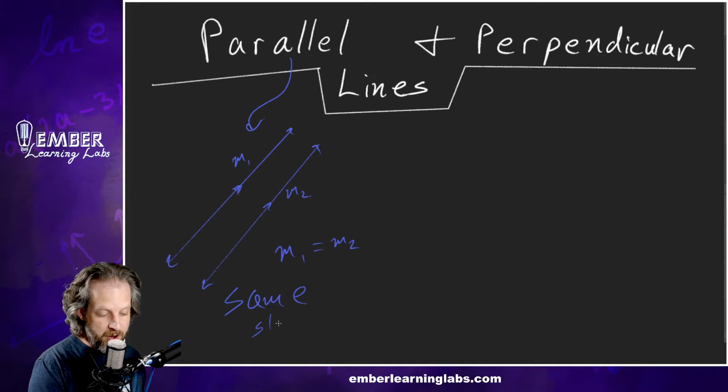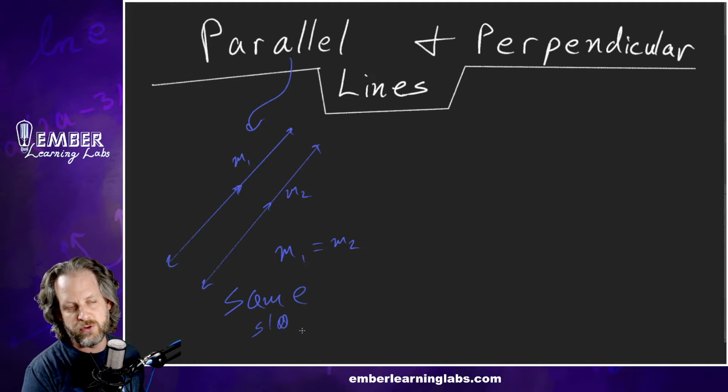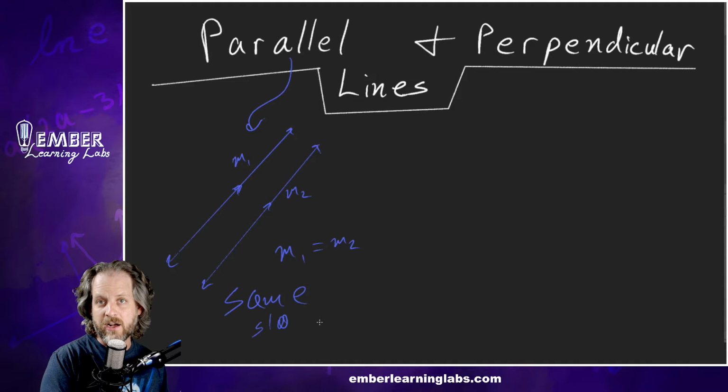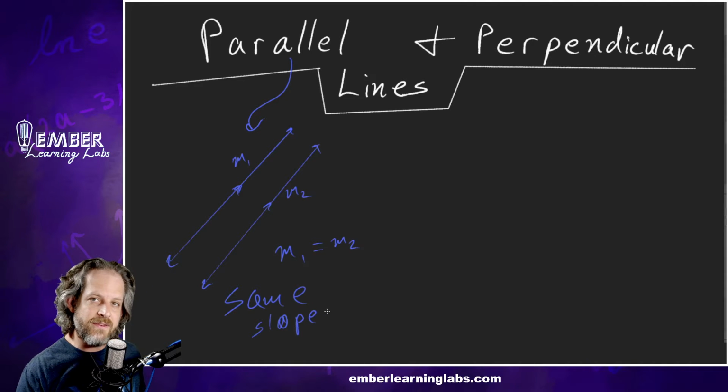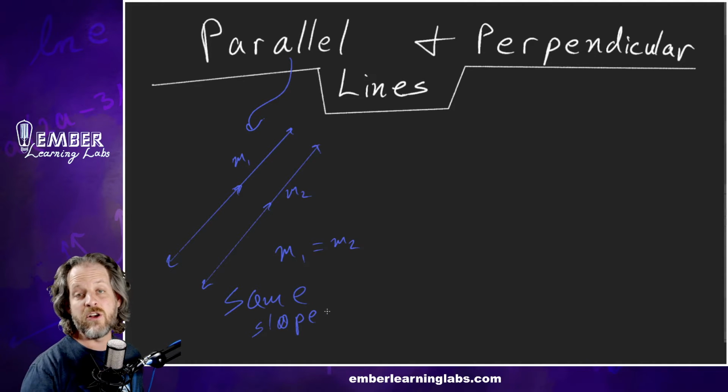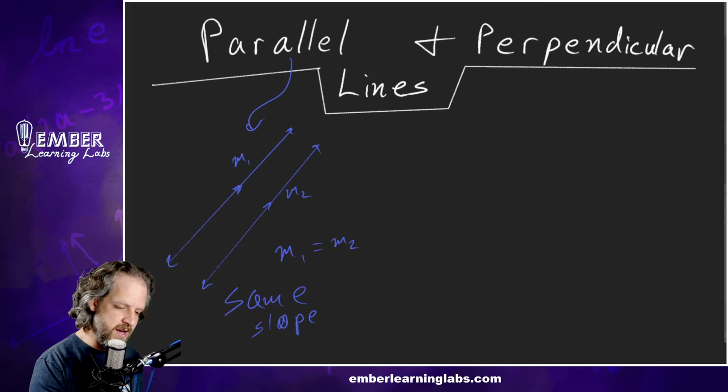So if you're given a problem where it says find the equation of the line that passes through some point and is parallel to blankety blank, then the way you'll use that is you will be given the slope because it'll be the same as the slope in that other line, right?